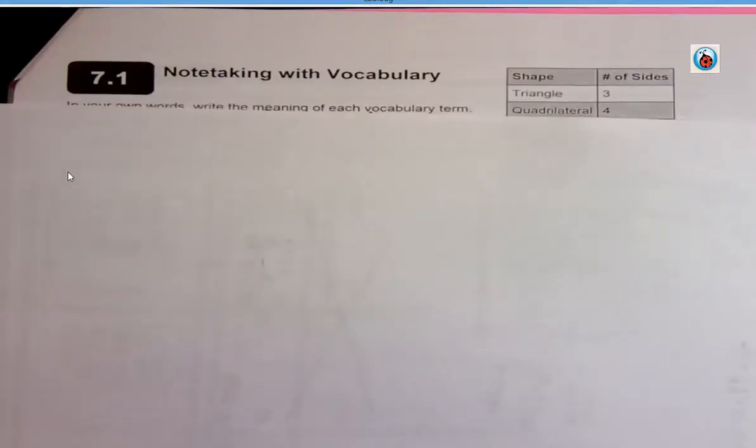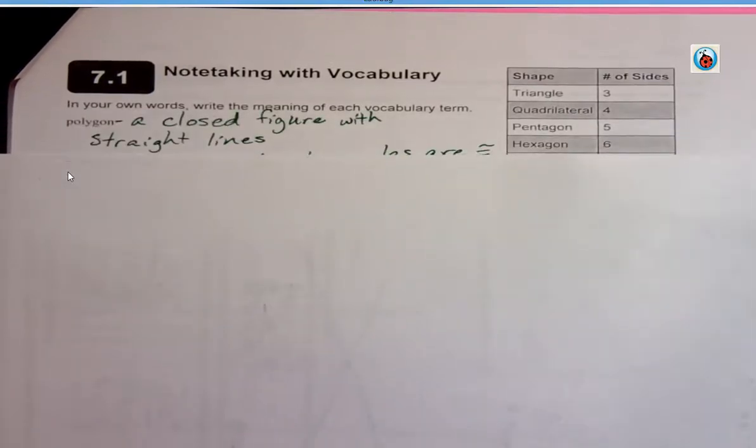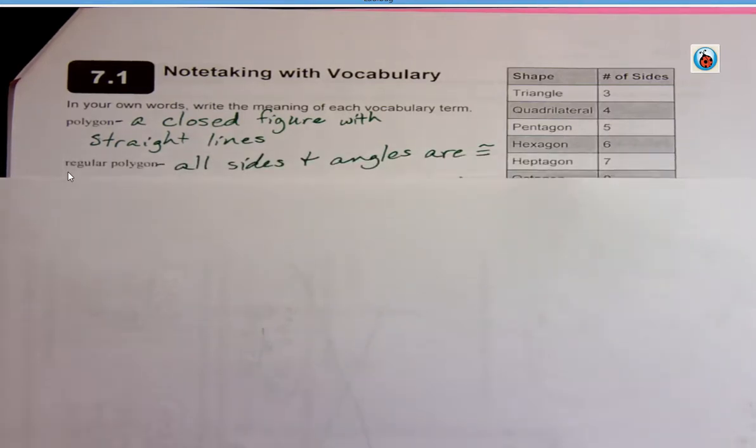Hey guys, we are starting with the first set of notes for chapter 7. There we go. It starts off with a polygon. This is in your pink packet. It is on page number 1. It is a closed figure with straight lines. Okay, I mean that's pretty straightforward. No curved lines, and the figure cannot be open.